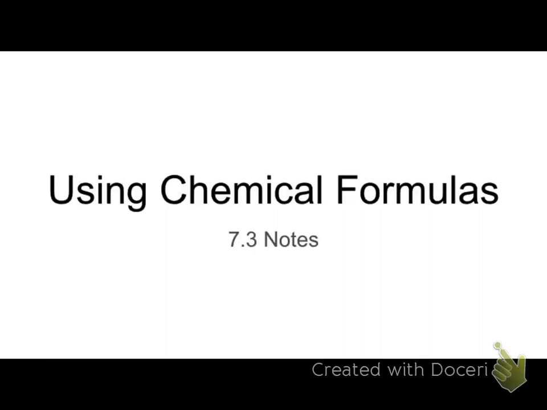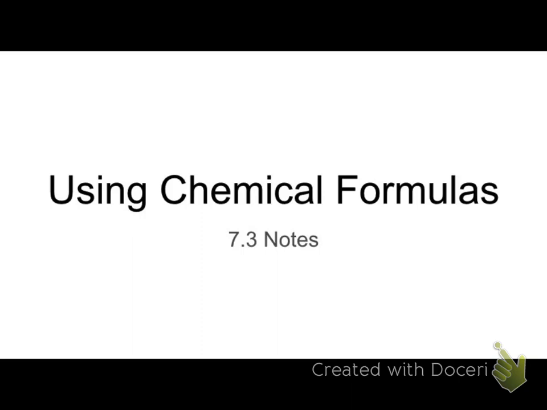We're kind of switching gears now. Like I said, we've been focusing in the beginning of this chapter all on naming compounds, right? Naming them ionically and covalently, and then assigning oxidation numbers to help us name them in different ways. And now we're switching gears a little bit because today we're talking all about how to use a chemical formula.